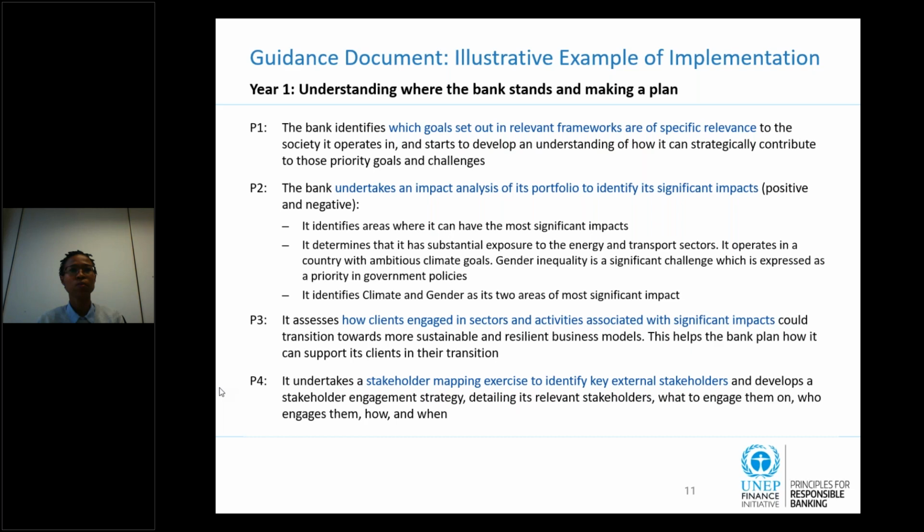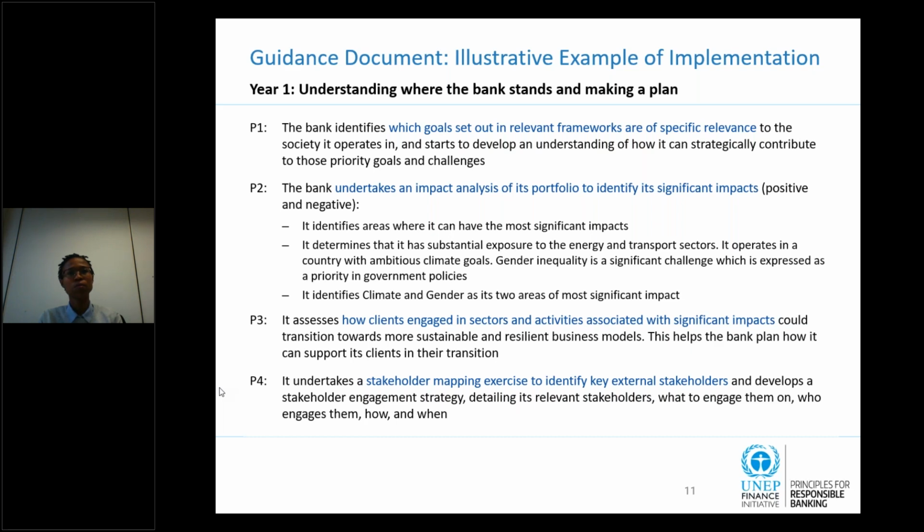Then looking at principle number 3, the bank assesses how clients engaged in sectors and activities associated with significant impacts could transition towards more sustainable and resilient business models. This will help the bank plan how it can support its clients in their transition.